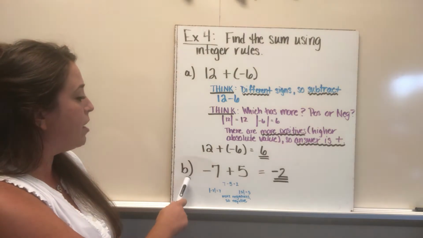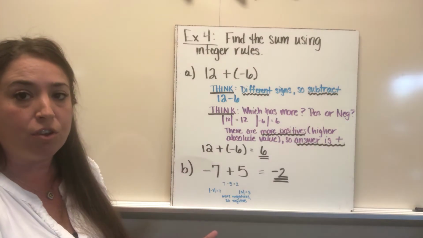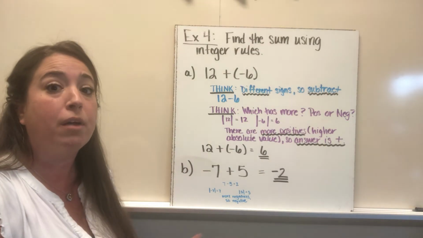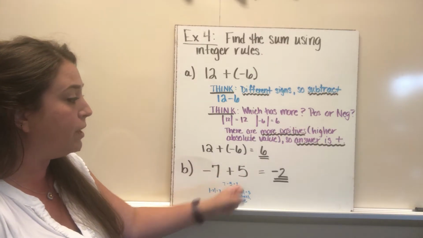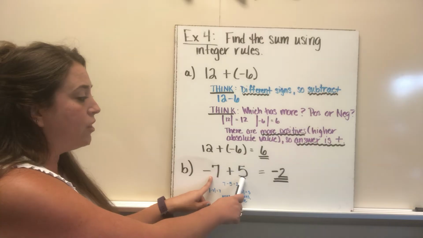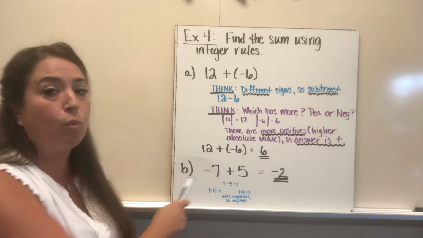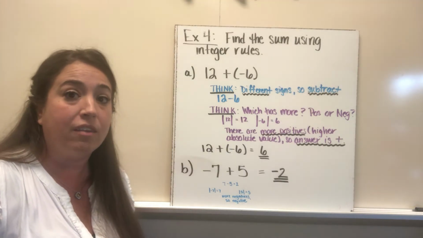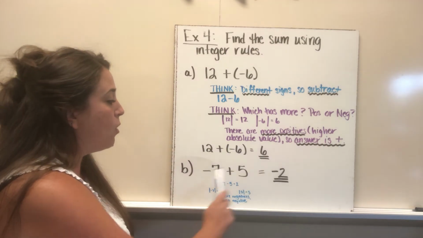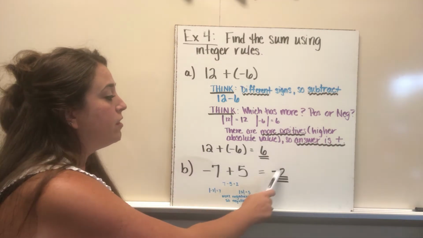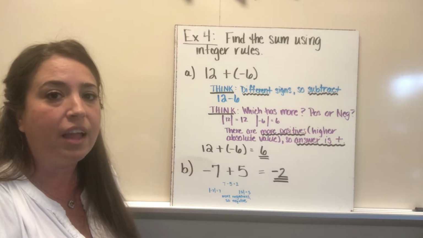And for example 4b, negative 7 plus 5, again, think to yourself, I have different signs, so I must want to subtract these. 7 minus 5 is going to give me 2. And then again, go back and take a look at your signs. Which is the higher absolute value? It's this one, meaning that there's more negatives than there are positives in this problem. So negative has more, so my answer must be negative. So negative 7 plus 5 is negative 2.